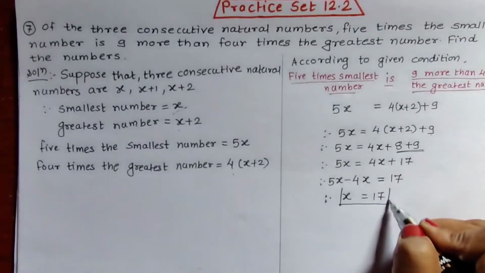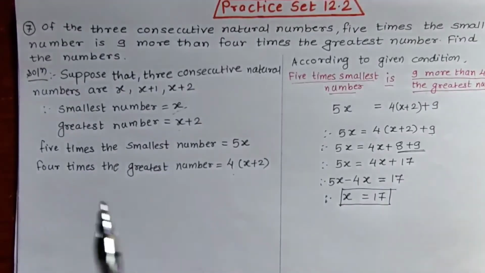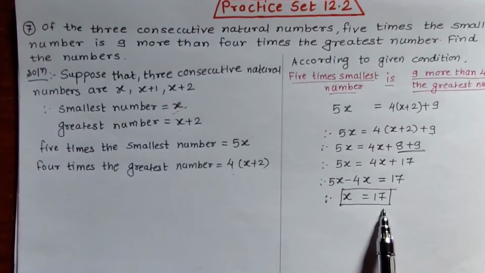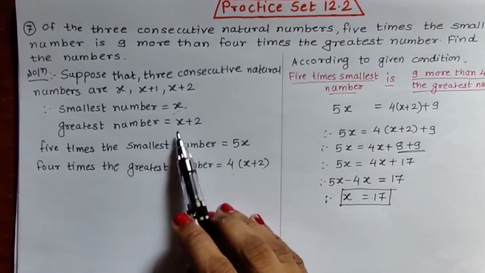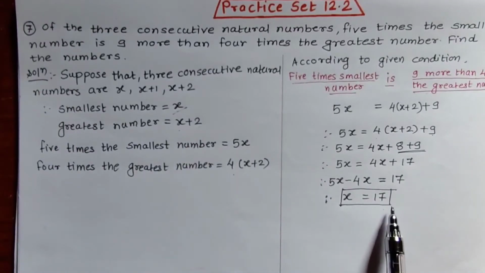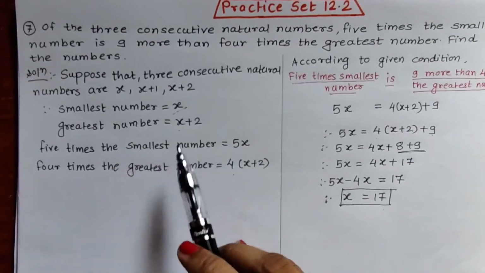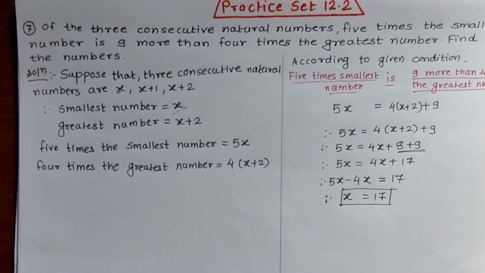So in this way x value we have got. That means the smallest number we have got, which is 17. So greatest number will be x plus 2. 17 plus 2 will be 19. And the middle number will be x plus 1, which will be the number equal to 18. So we will be writing the answer statement now.